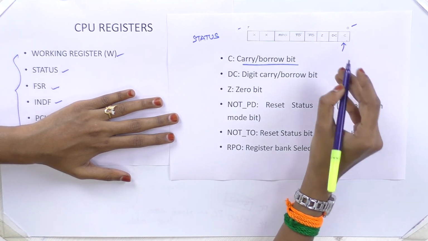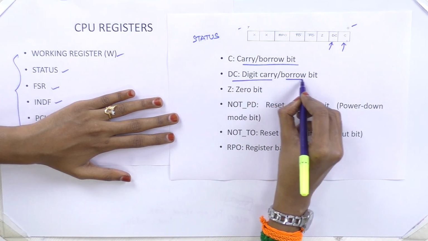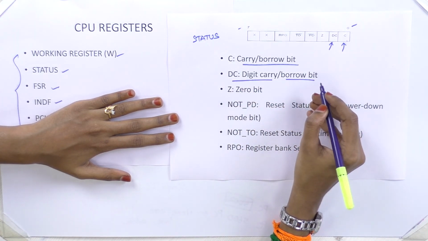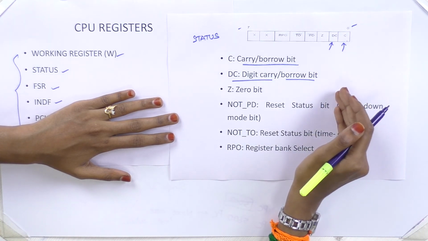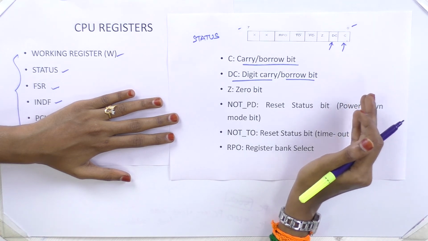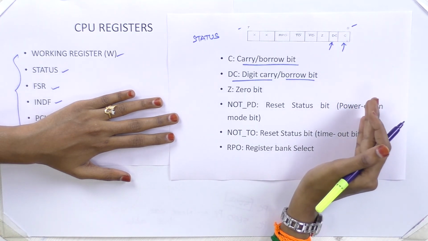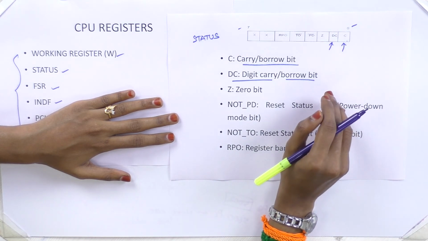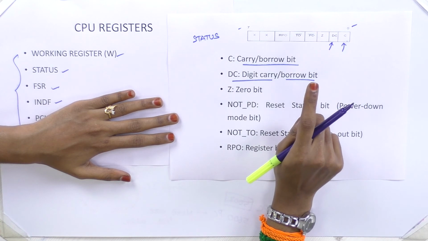Fine. And the next is DC, which is nothing but the digit carry or digit borrow bit. So when you have a carry or borrow from the lower nibble to the higher nibble. What is a nibble? 4 bits are called a nibble. So when you have the carry from the lower nibble to the higher nibble, this DC bit will be set. This is similar to the auxiliary carry in 8085.